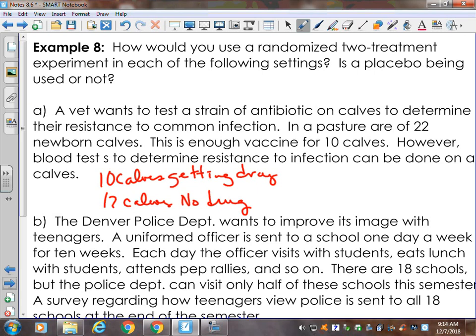And is a placebo being used? No, it's not being used because we don't have the other group getting any medicine.